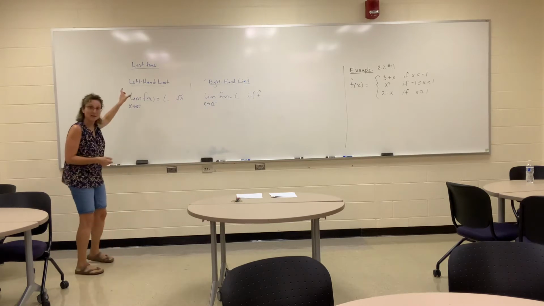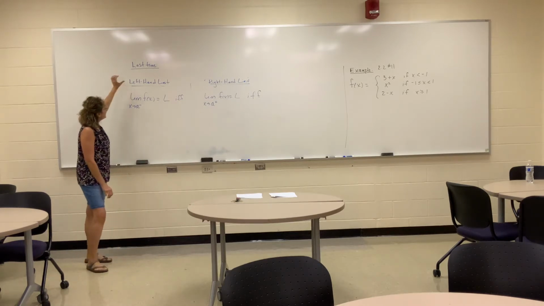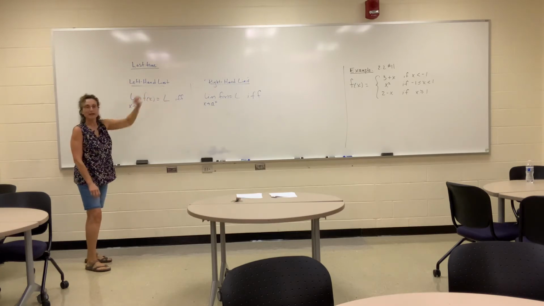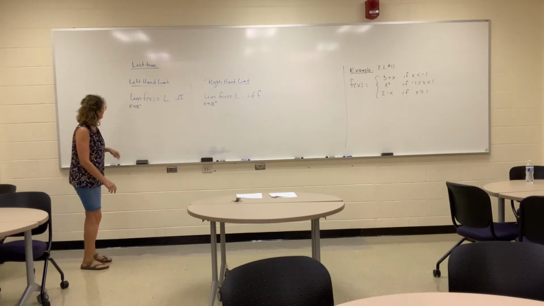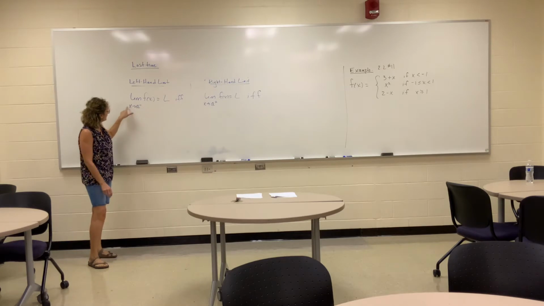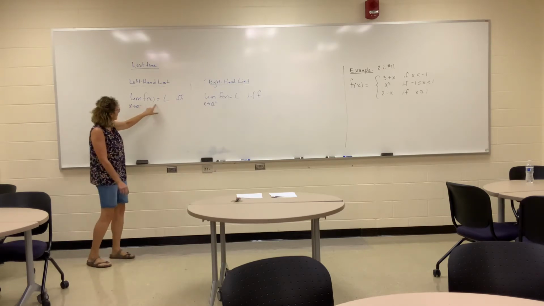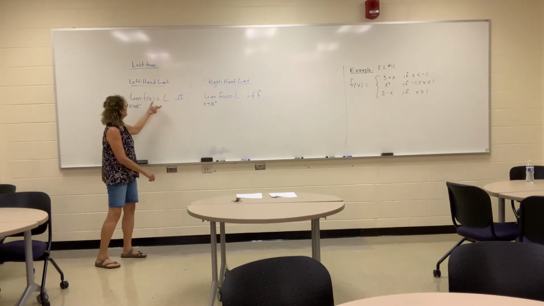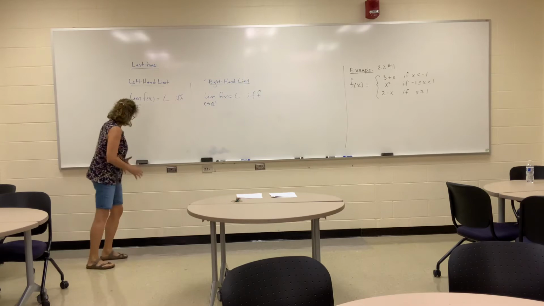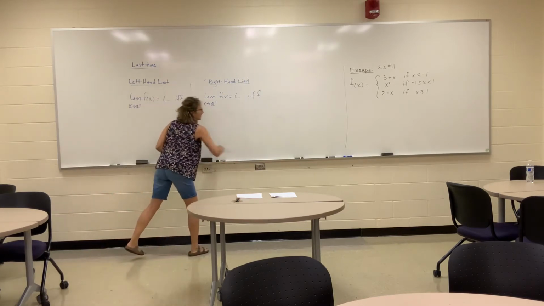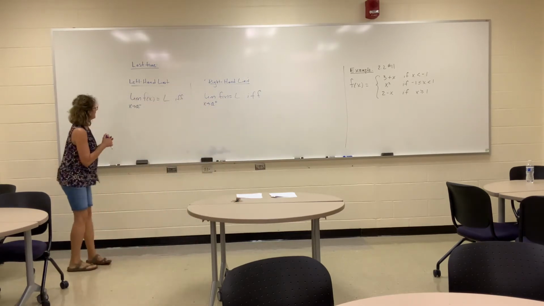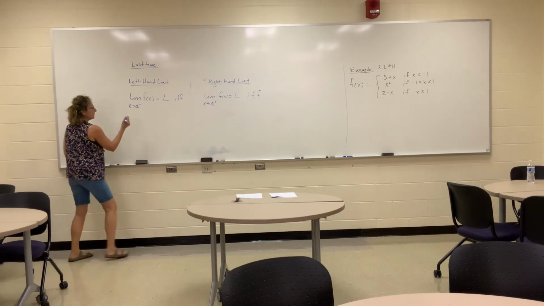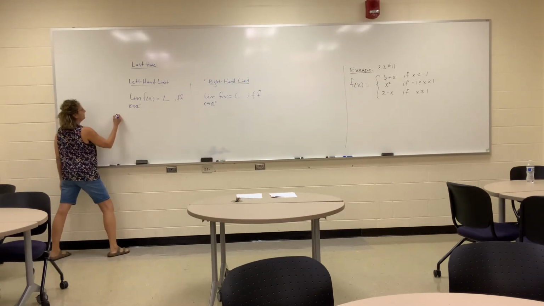Last time when we left off, we had gotten to the idea of a left-hand limit and a right-hand limit. We had the new notation: the limit as x approaches a from the left of the function f of x is equal to L, the y value of the function, if and only if what? So let's see if we can write that down. All together now.